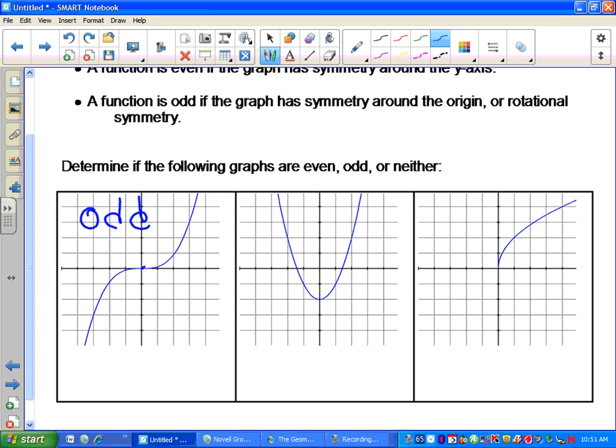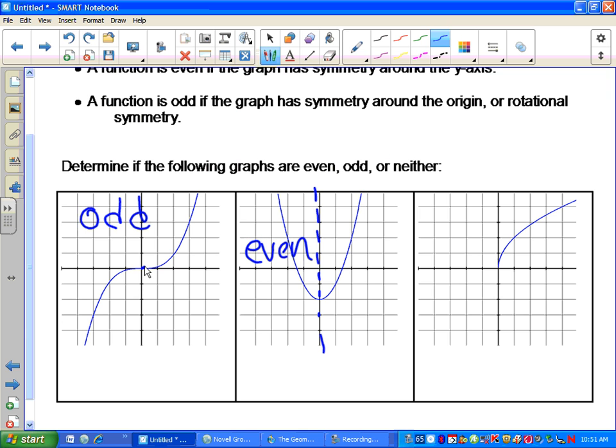So if you want to just draw a little sketch of that, you can. It doesn't matter. It's going to be pretty easy. You'll probably be able to figure it out. What's the next one here? Even or odd? It's an even function because if I folded it right here down this y-axis, it would land on itself. So this is called even.